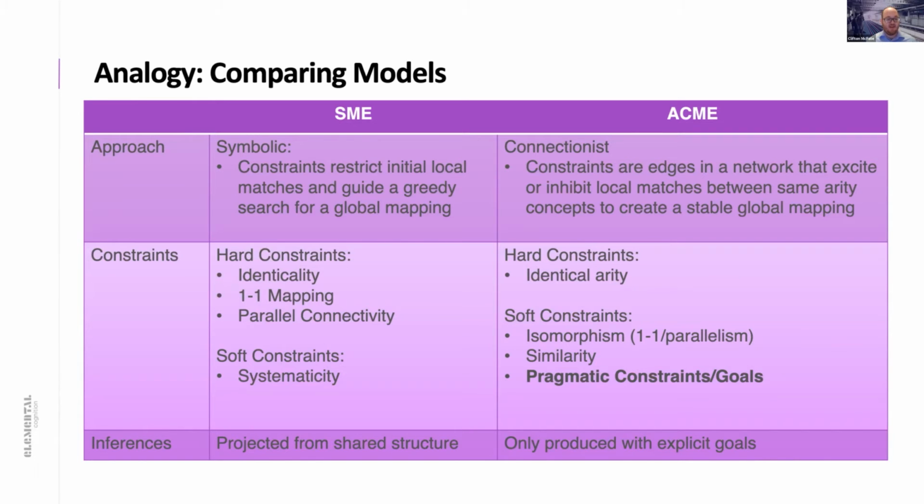In SME, identicality means that predicates have to be identical to match unless they are supported by a higher order structure. And that constrains the initial match space. One-to-one mapping means that one thing in the base can only map to one thing in the target. And parallel connectivity means that if an expression matches, its children also have to match. There's also a somewhat soft constraint called systematicity, which is a preference for mappings that share higher ordered structure.